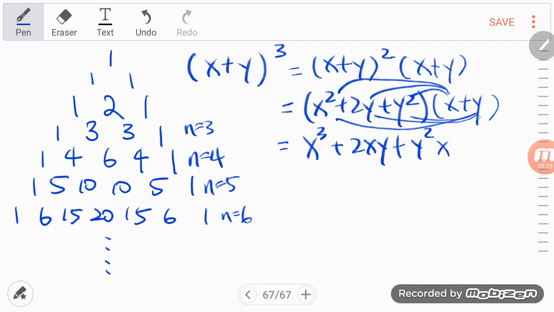So x squared times y gives me x squared y, x squared y. Wait, I think I made a mistake somewhere.